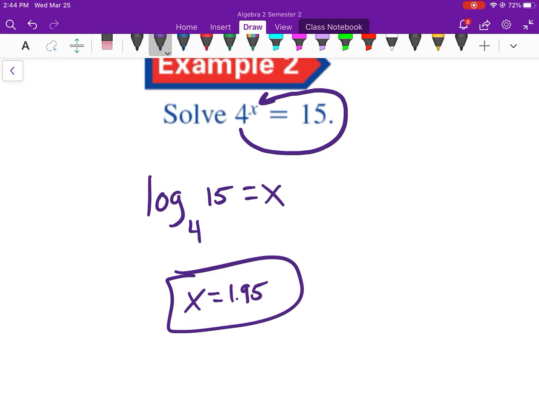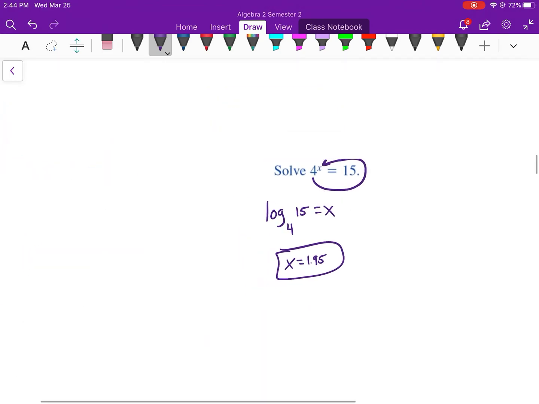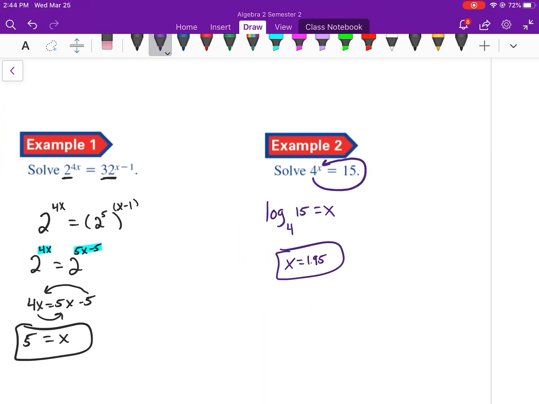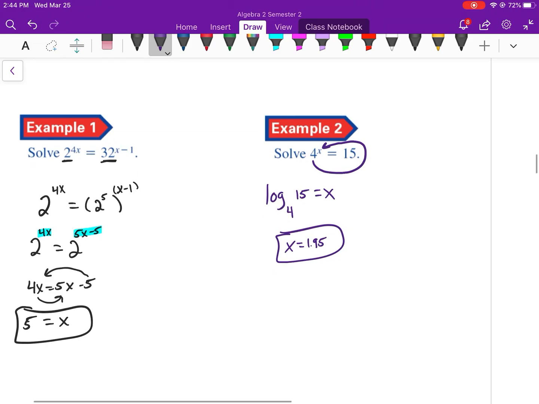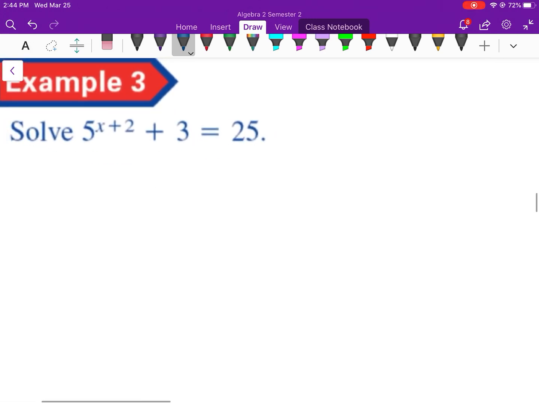And then again, checking 4 to the 1.95. You plug that into your calculator. You're not going to get exactly 15 because this is a rounded answer, but we can tell it's about 15. It's not equivalent, but it's about 1.95, and we should be good. All right, going to the next one.